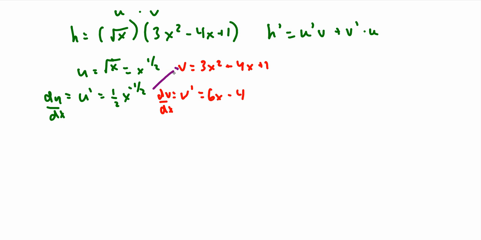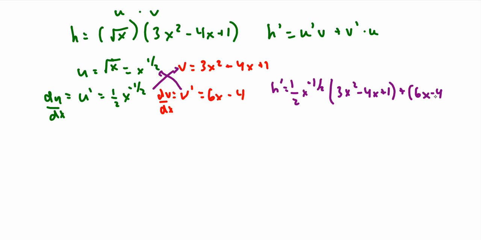We're going to take the derivative of the first times the second. So h prime is equal to 1/2 x to the negative 1/2 power times 3x squared minus 4x plus 1, plus, because it's the product rule, v prime, so it'll be 6x minus 4, times x to the 1/2 power, or the square root of x, however you want to write it. We could simplify this if we wish, or we could leave it like that, but that's what we have. All right. Well, let's try another problem.